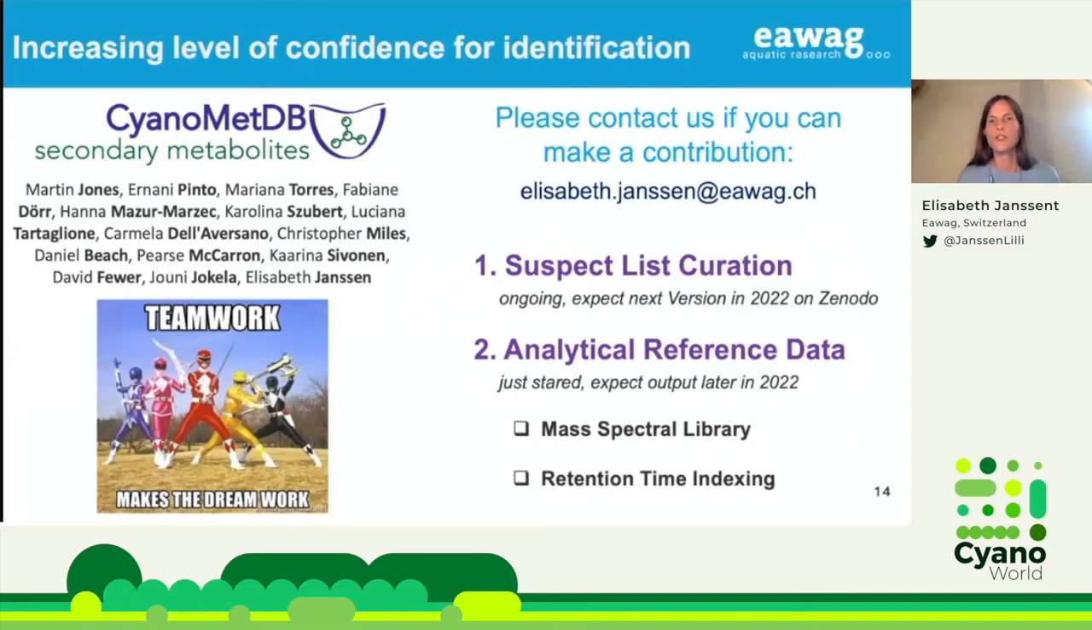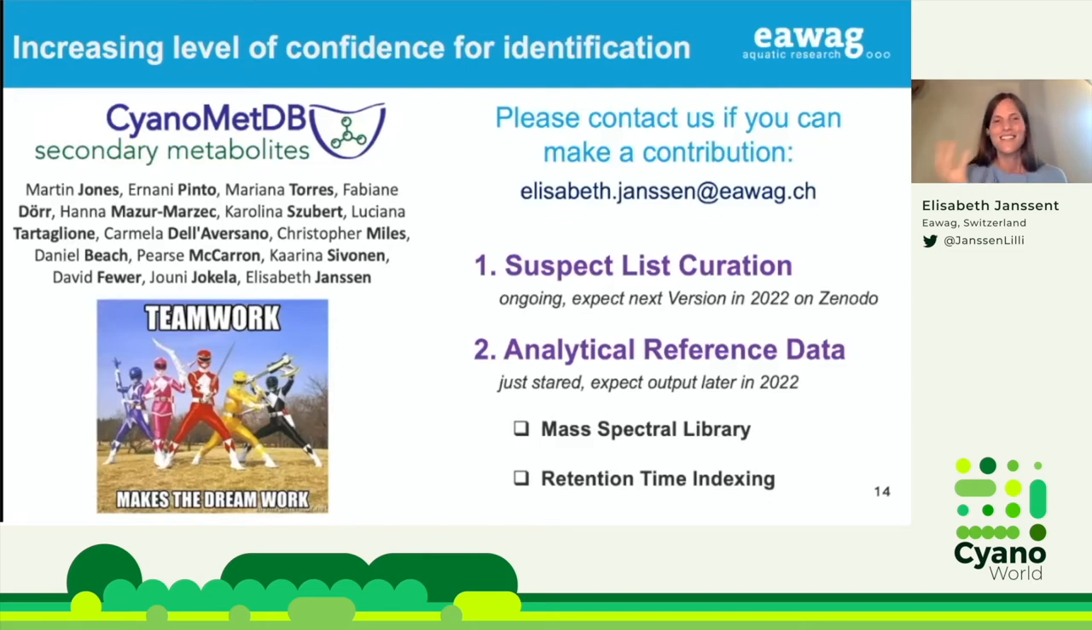So also a little shout out here, if people feel like they can make a significant contribution to the suspect list or generating reference data, please feel free to contact us. We are very happy to collaborate or see where we can improve our work. This was the first part.